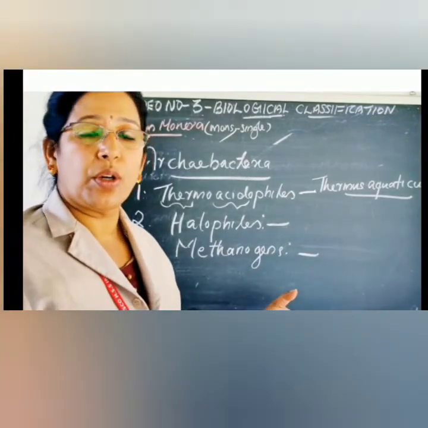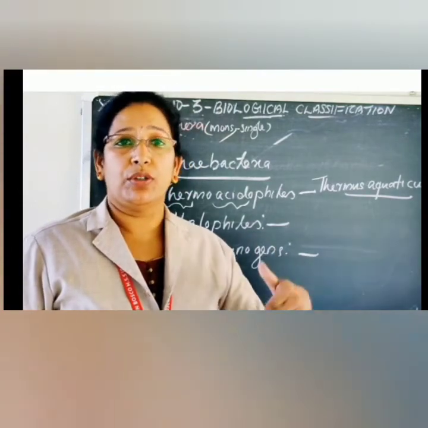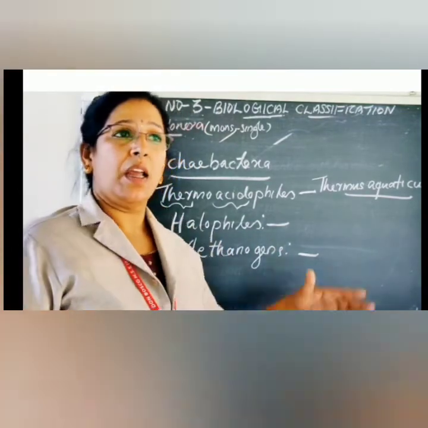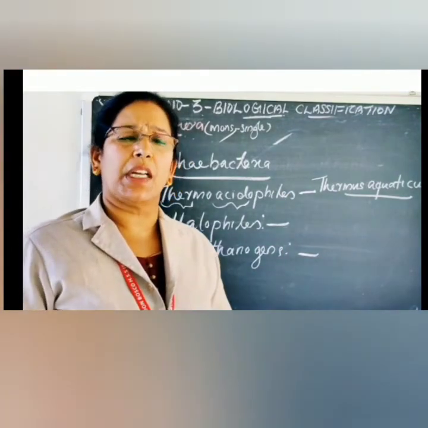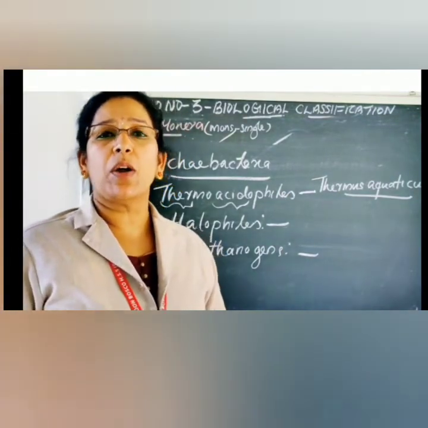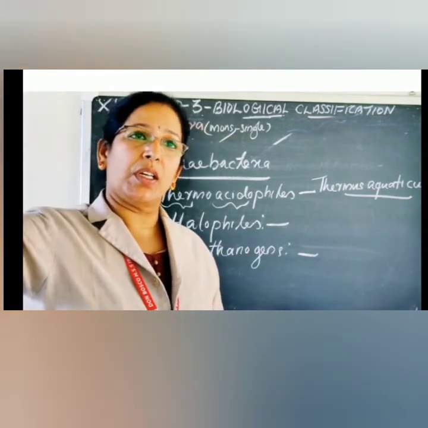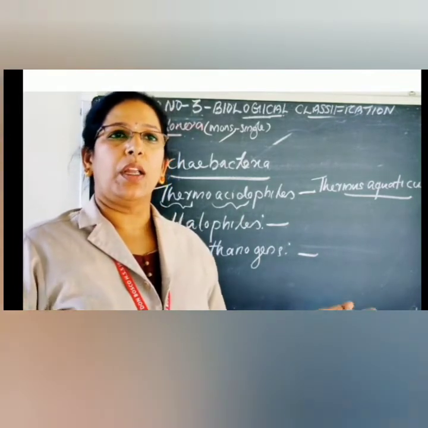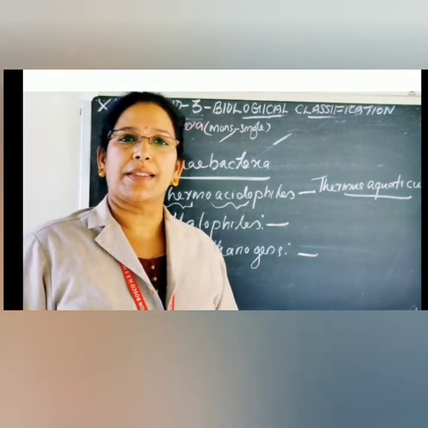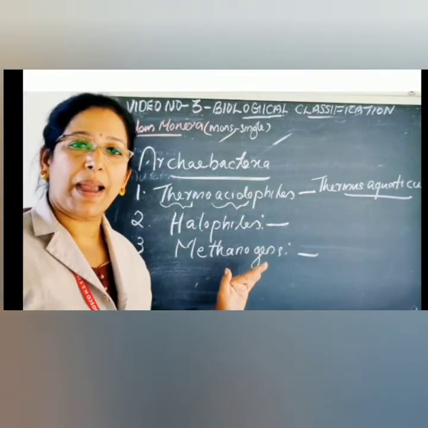As I told you, normal type of bacteria can be destroyed at about 25 degrees centigrade, but these can survive any extreme condition. Even in hot springs they can survive. High extreme desert, hot spring, deep ocean, saline soil, anywhere these bacteria can survive. This group of bacteria are called archaebacteria.